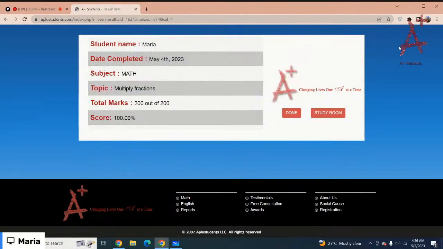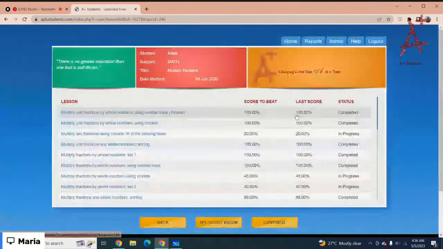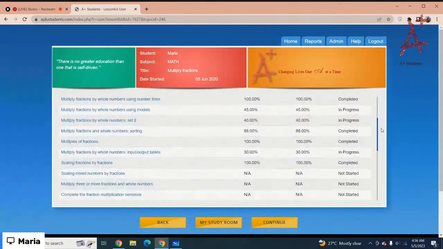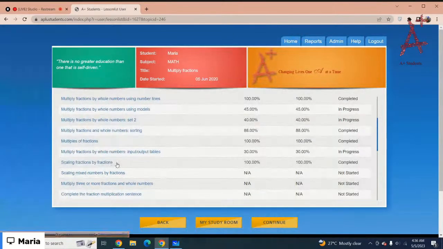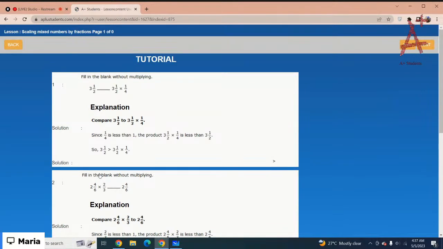Okay, we are done with the test. Let's just move on to the next lesson. Okay, the next lesson is scaling makes fractions by fractions. Let's just start with the first lesson.